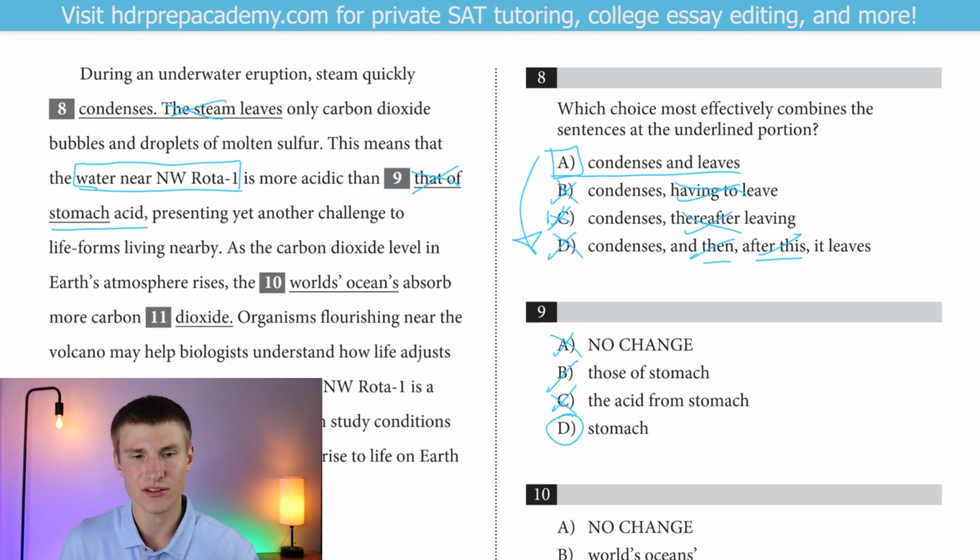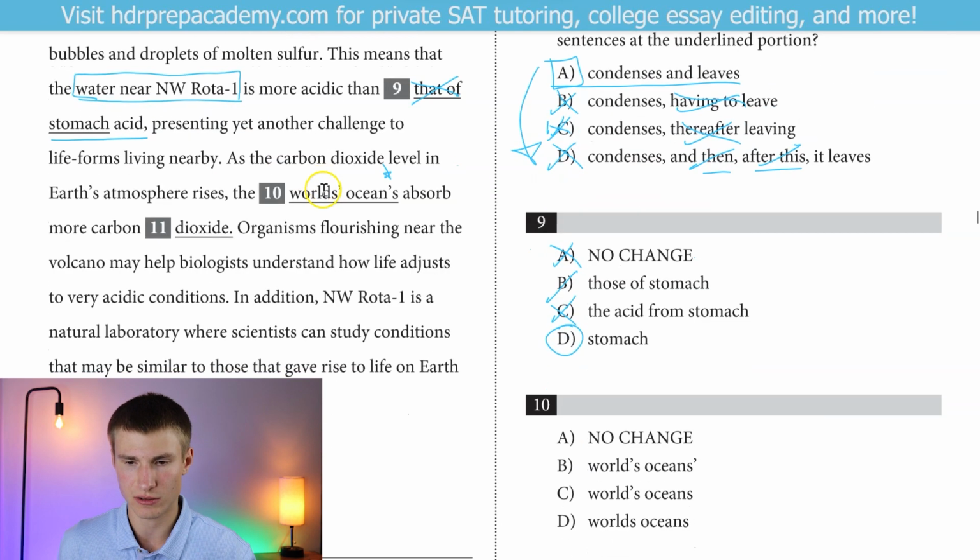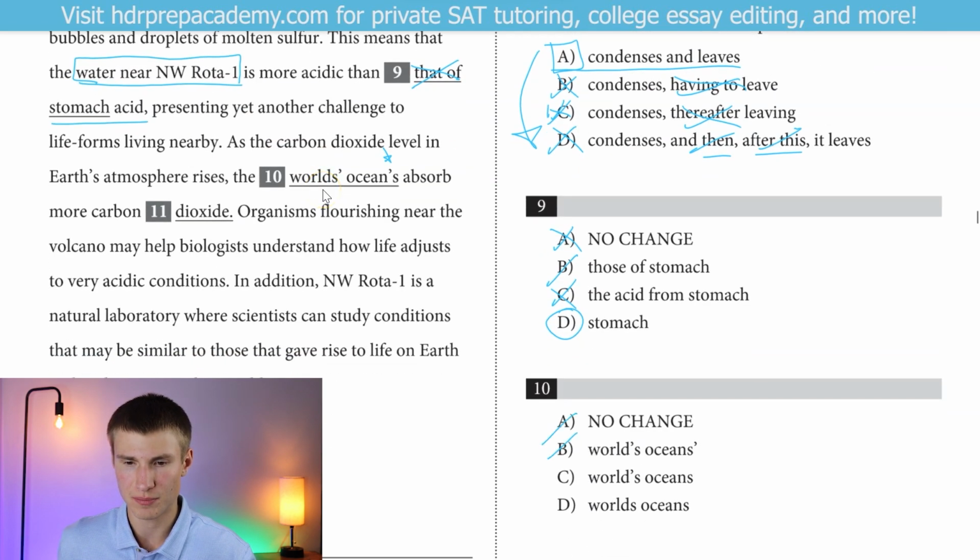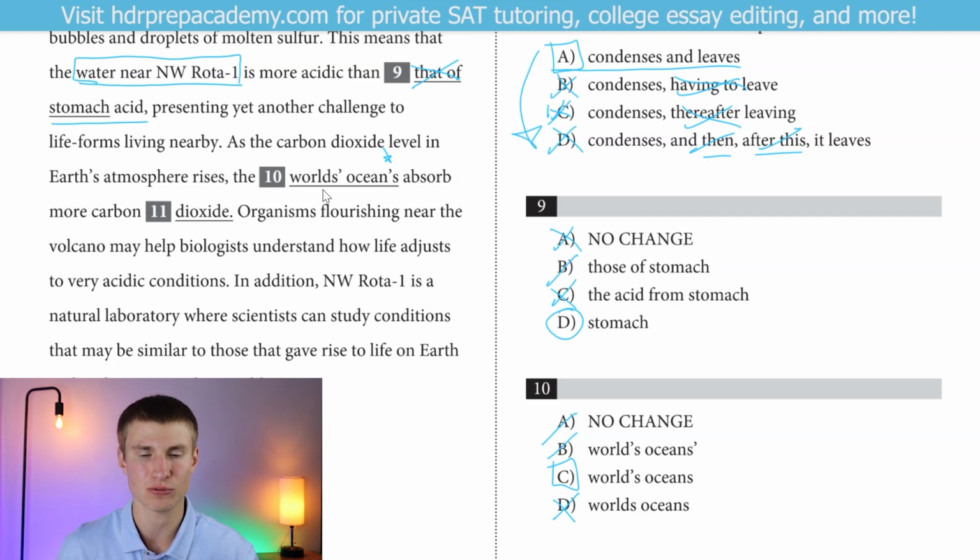All right, and then we have, presenting yet another challenge to life forms living nearby, as the carbon dioxide level in Earth's atmosphere rises, the world's oceans. Okay, oceans doesn't own anything here, so anything with an apostrophe with oceans, we can get rid of. So we can get rid of A, we can get rid of B. Now, world's does own the oceans, but keep in mind there's only one world, so that apostrophe has to come between the D and the S. So our answer for 10 will be C.